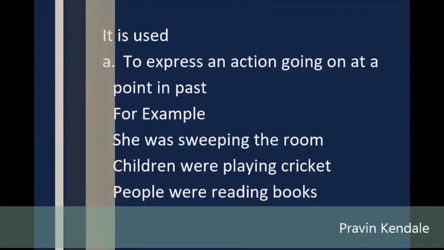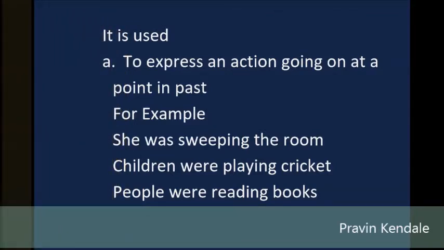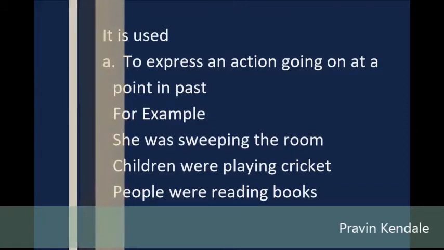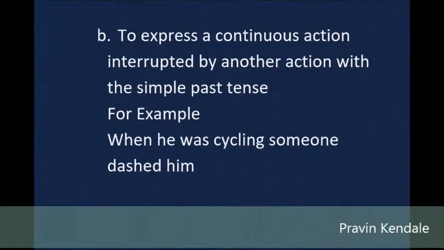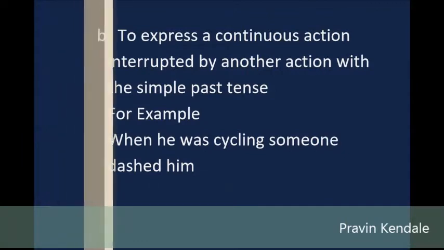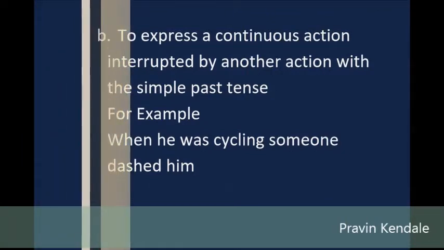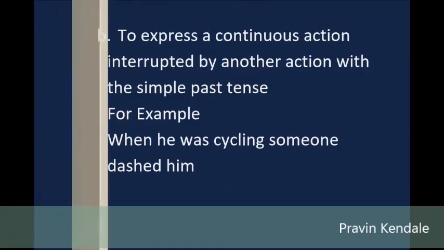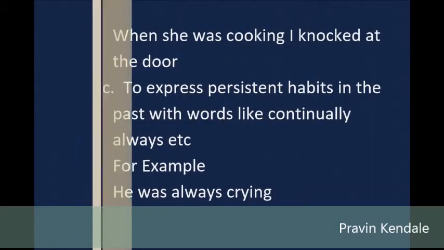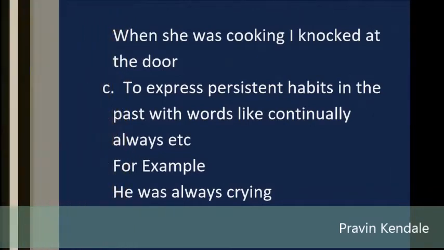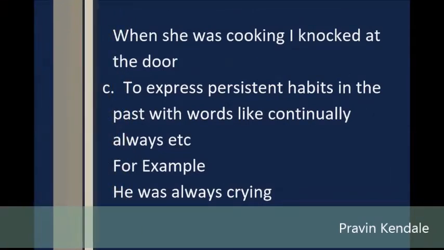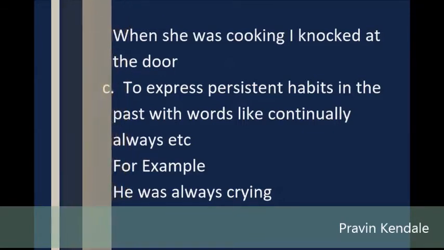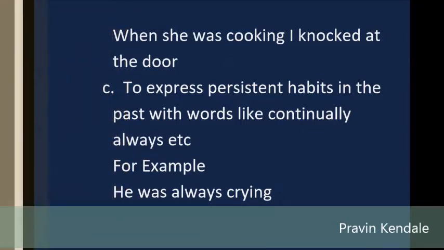F. Past continuous tense. It is used A. To express an action going on at a point in the past. For example, she was sweeping the room. Children were playing cricket. People were reading books. B. To express a continuous action interrupted by another action in the simple past tense. For example, when he was cycling, someone dashed him. When she was cooking, I knocked at the door.